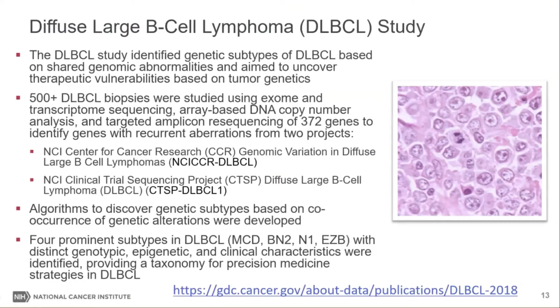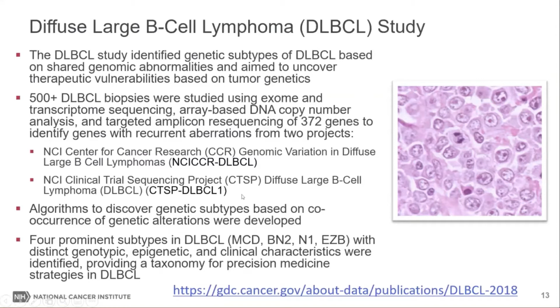DLBCL, this is actually a study that looked at identifying genetic subtypes of DLBCL. There's actually 2 particular projects associated with that. Over 500 biopsies were studied. The 2 projects are the NCI-CCR genomic variation in diffuse large B-cell lymphomas, or NCI-CCR DLBCL, and there's also an NCI clinical trial sequencing project that focused on the DLBCL study.